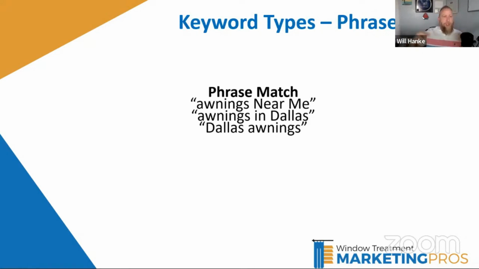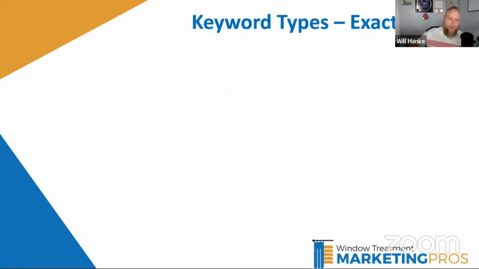With phrase match, these words have to be in there. There could be words on either side of this, but these words have to be in there. So if somebody searches for, tell me about all the places to get awnings in Dallas, since awnings in Dallas is part of your phrase, then your ad would show up. So there could be phrases on either side of these in that kind of a search. Now, the big one here really is the exact match.